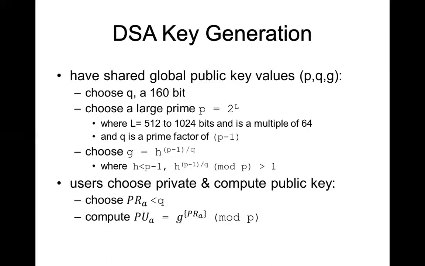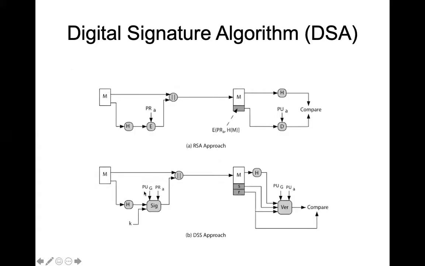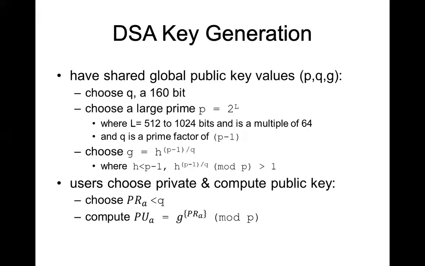In DSA, the public and the private keys are not RSA public private keys. They are specific to the DSA algorithm. So in DSA, you have some shared public key values. That's the PUG that is written over here. These PUG public parameters. Okay, and this is just the standard, right? So the Q is a 160-bit integer, and P is some large prime that is around 512 to 1024 bits. And Q should be a prime factor of P minus 1.